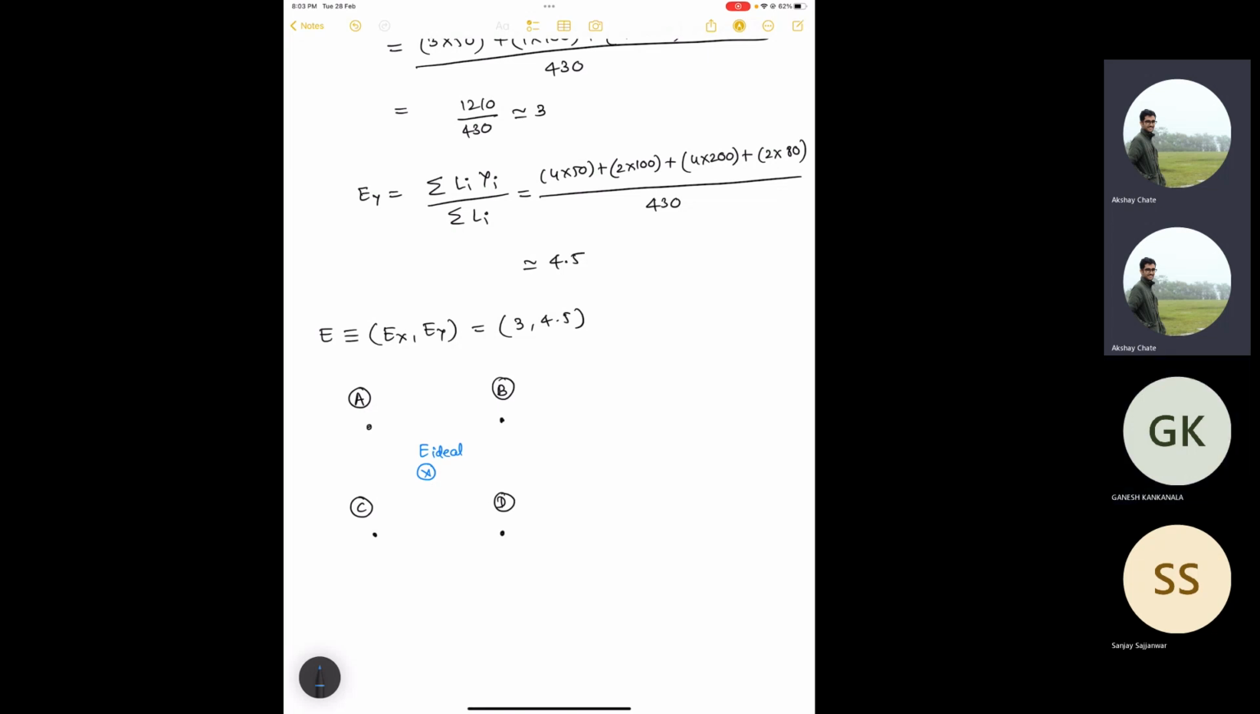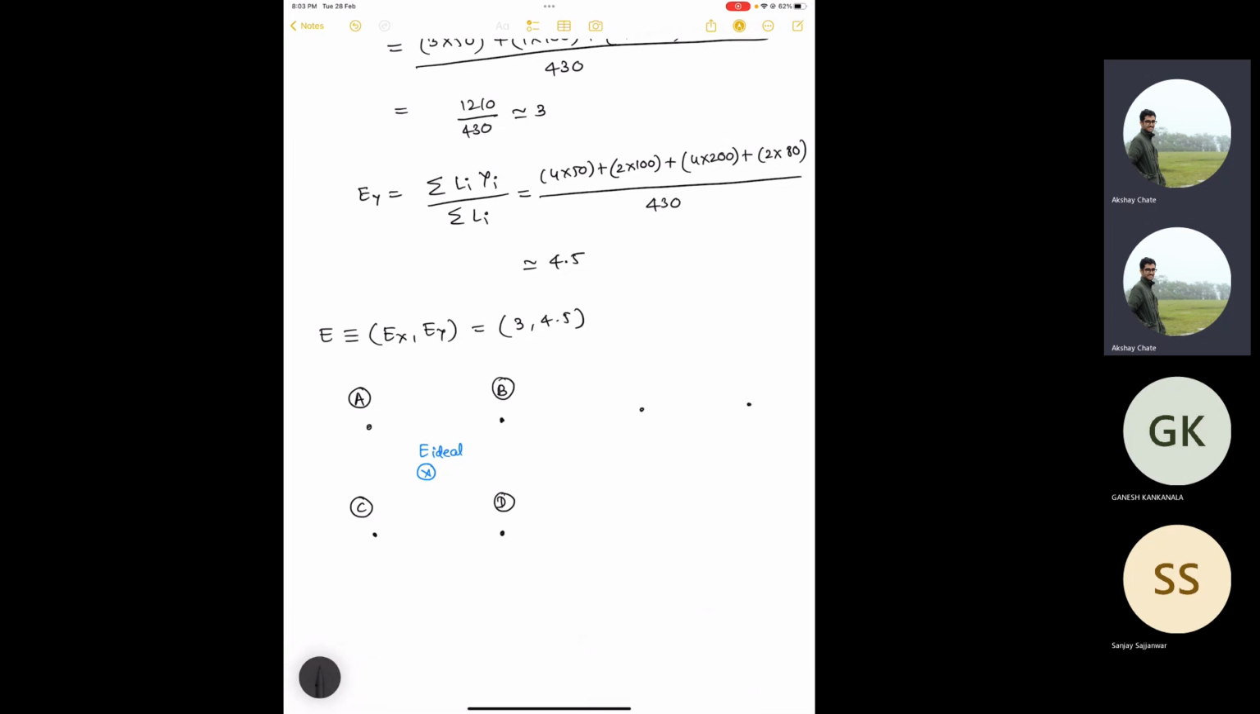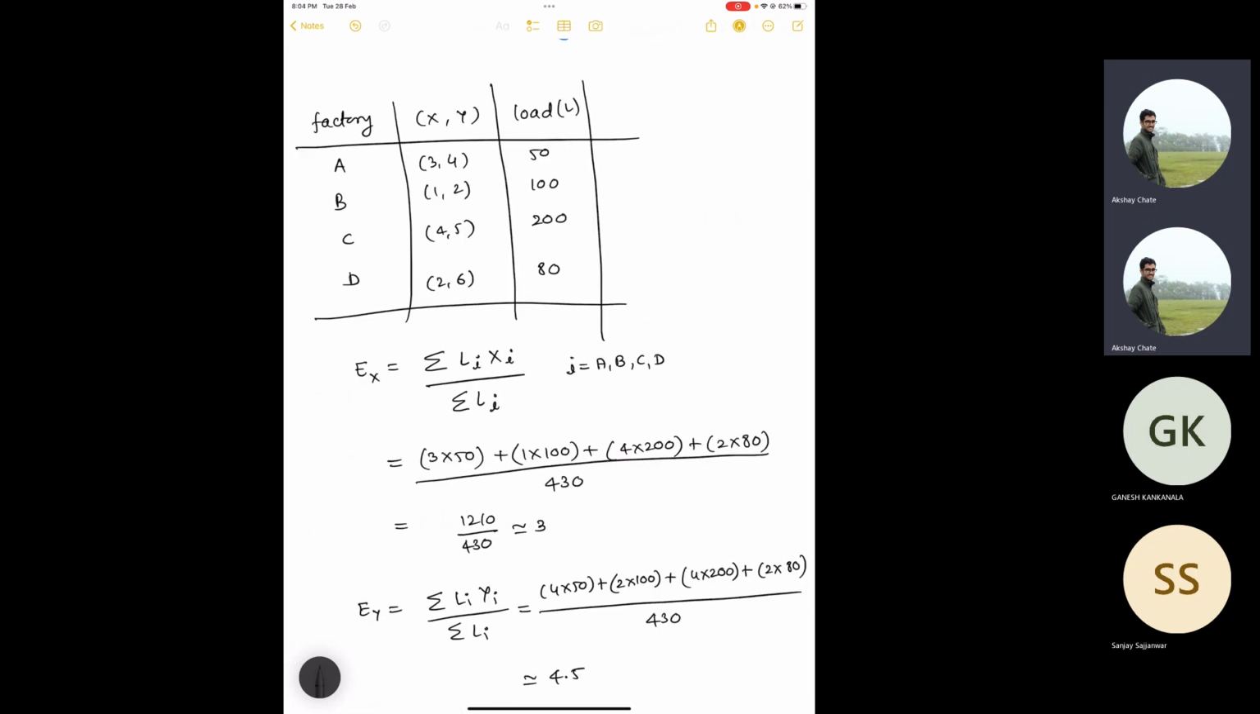But if you plot these 4 points on a proper graph paper and then plot E, what you will realize is that in reality, if you consider again the same A, B, C, D, then see, factory C has the maximum load, and after that B. So if you do the decreasing order of load, C has the highest load, then B, then D, and then A, right? So this is load.